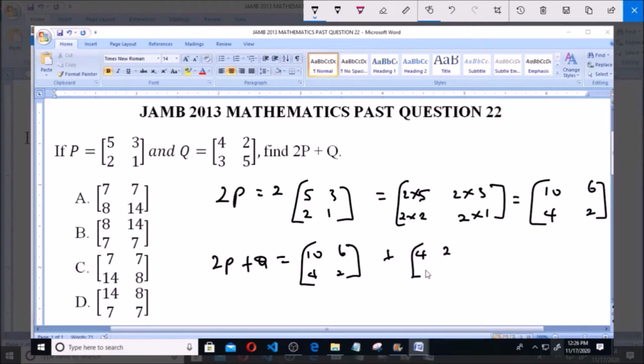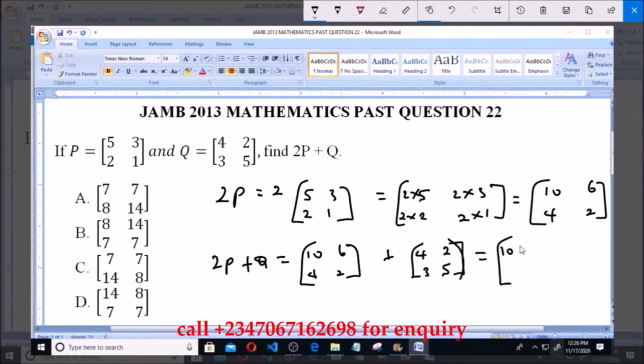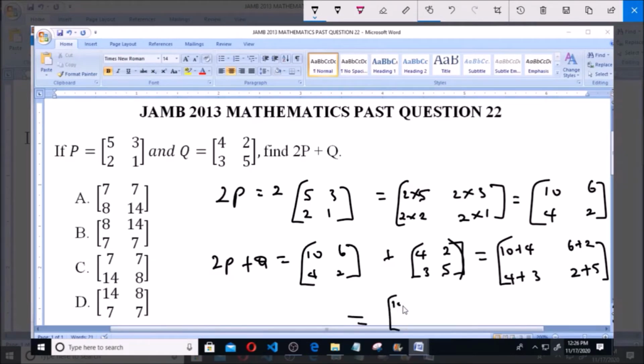4, 2, 3, 5. So this is equal to 10 plus 4, 6 plus 2, 4 plus 3, and 2 plus 5. So this is equal to 14, 7, 8, 7. This is the answer to this question, and this is option D.